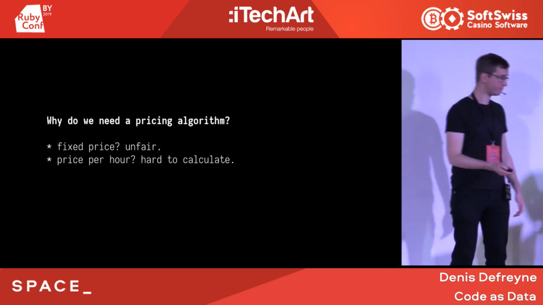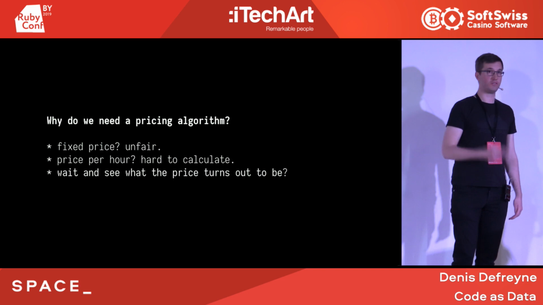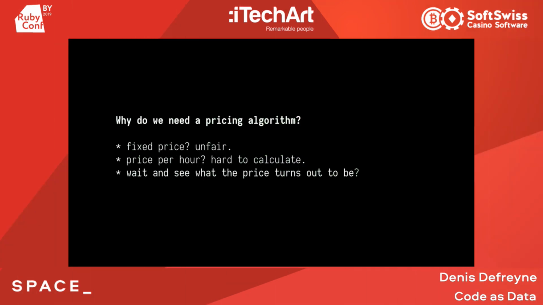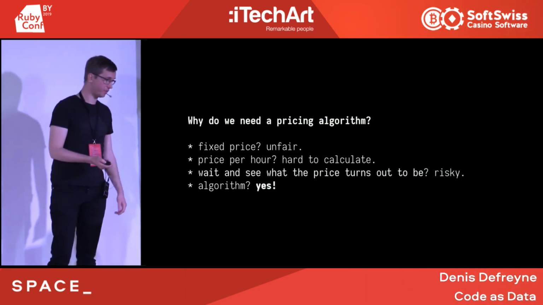That's hard to calculate. We could also do the move and then wait and see what the price turns out to be. That is not really going to work because customers really like certainty. They want to know what the price is up front. And this approach is also very easy to abuse because moving companies could deliberately work very, very slowly and just sit and do nothing while the price for the customer goes up. So that is not great either. The fourth option is an algorithm, and this is the right choice.